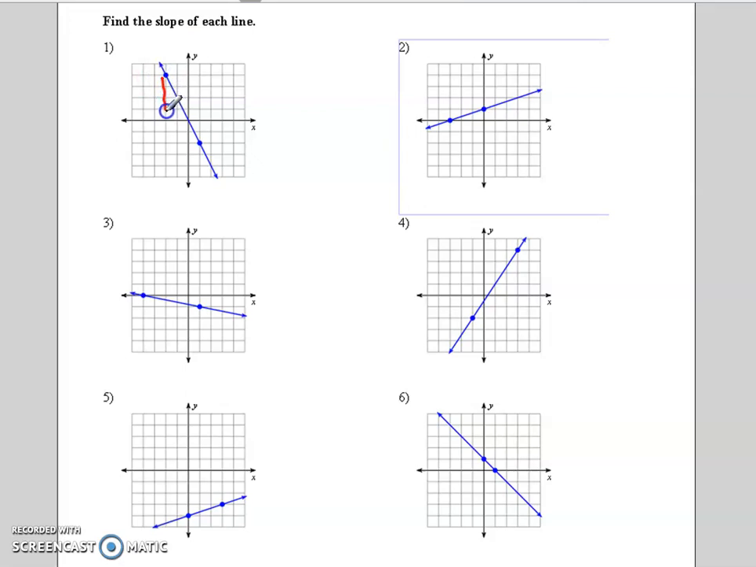So we have, let's see, so we're going down 3, 4, 5, 6. So we call that a rise of -6, and then we go to the right, +3. So it's a run of 3. So this slope is -6/3, or a -6:3 ratio. And we can simplify, so I would expect you to simplify all of these. And that would be, so divide by 3 is -2 to 1.